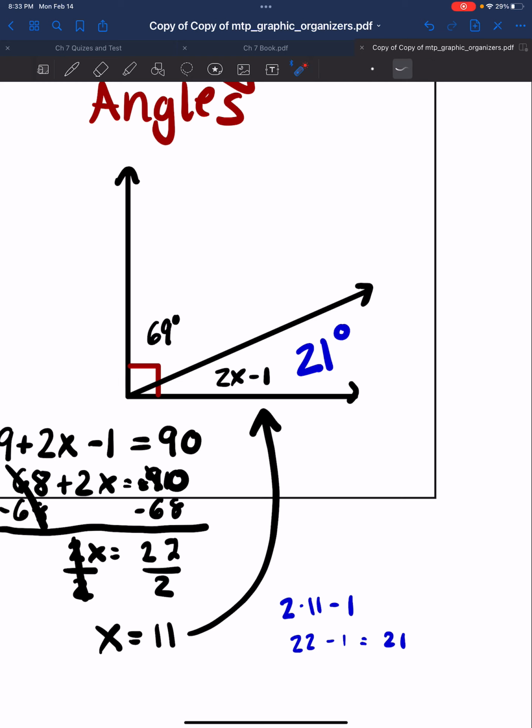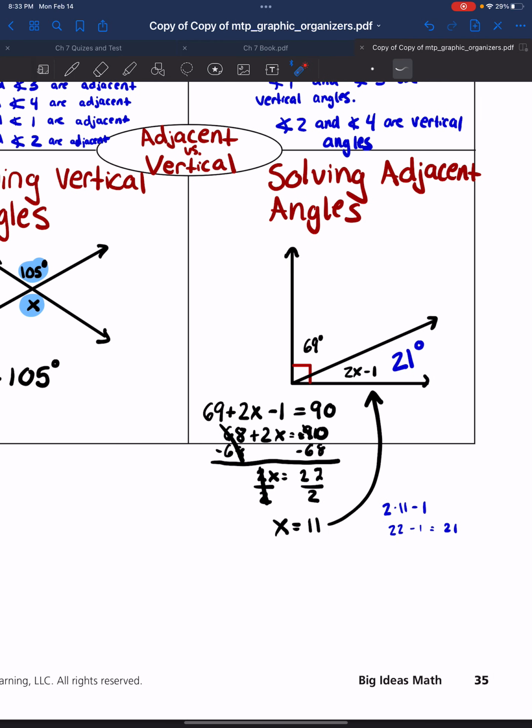And then to make sure you did it right, like I did last time, make sure you do it right by saying 69 plus 21. That should be 90 degrees. 9 and 1 is 10. 6, 7, 8, 9. Yep, 90 degrees. Oofta, did it right this time.